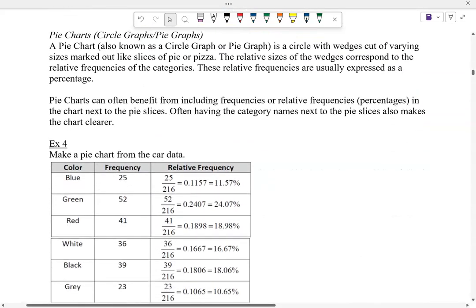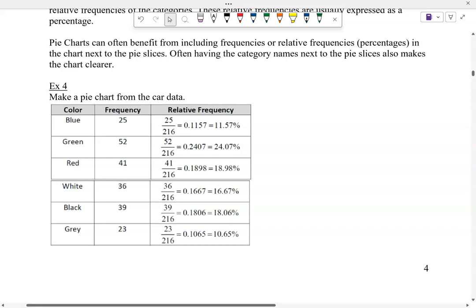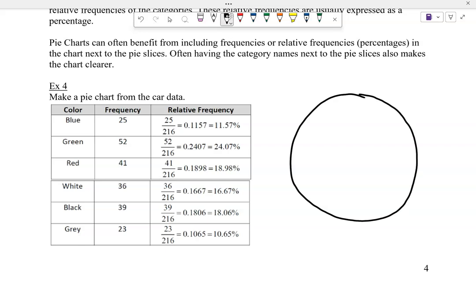A pie chart is where we put it into a circle, and then all of the wedges add up to 100% of the pie, right? So let's use our relative frequency to create a pie chart, or a circle graph. Same thing, so I'm going to do my best. Hey, look at that circle. I found a new trick on this thing.